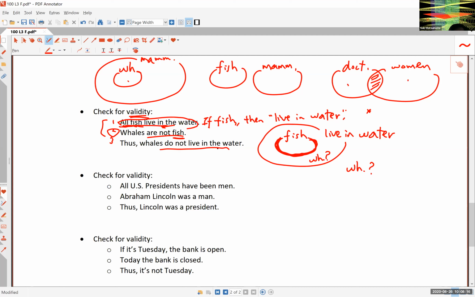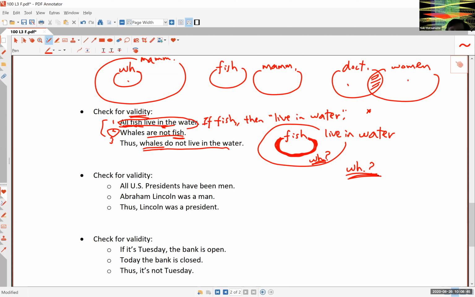Is that a valid argument? No, because we can't conclude that whales are outside of the live-in-the-water circle, not because you know what a whale is. This applies even if you don't know what this thing called whales is. The only thing the second statement says is that whales are not fish. So the whales are not inside of this inner circle. Whales could still be here.